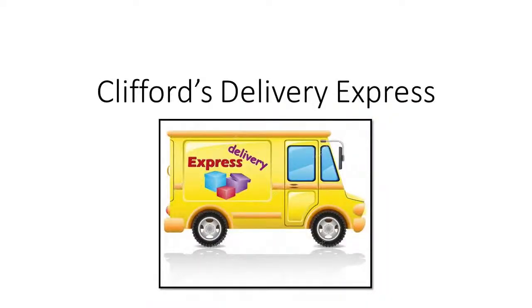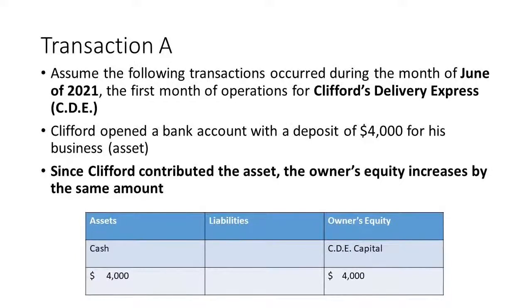So another couple examples. I have created a business called Clifford's Delivery Express. You like the little yellow truck? It's cool. Delivery Express. Not the brown trucks. It is the yellow truck. Bright and cheerful. Okay, so we have transaction A. We're going to assume the following transaction occurred during the month of June of 2021. As of May, it hasn't happened yet, but let's pretend it did. The first month of operations of Clifford's Delivery Express.